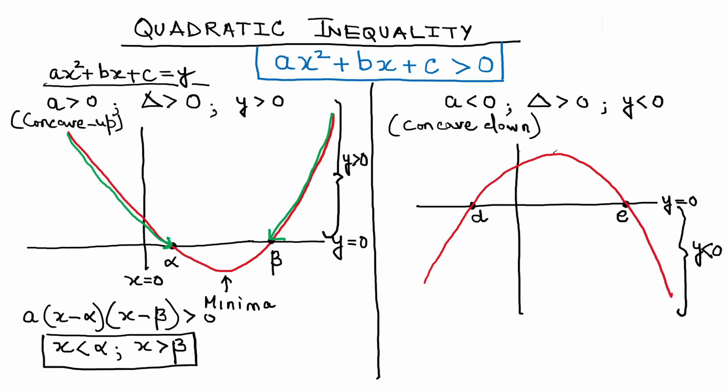Similarly, when a is less than 0, and we know that a decides the concavity or it decides whether the graph of this quadratic function or expression attains a maxima or a minima. So whenever a is less than 0, the graph will always have a maximum point. And now here we are talking about this graph's only portion where y is greater than 0. We are not concerned with the portion where y is less than 0.